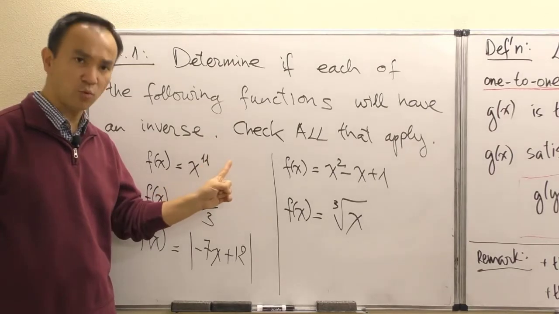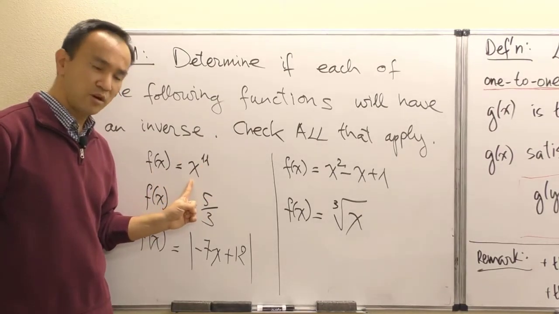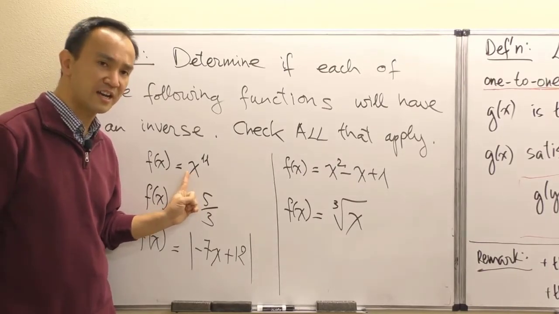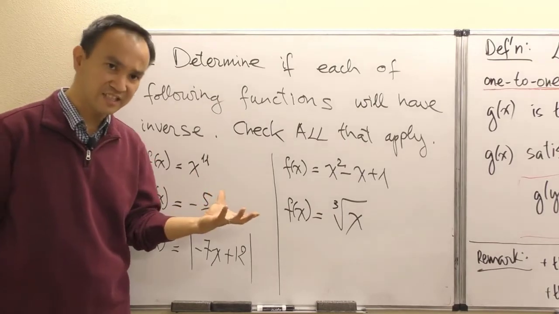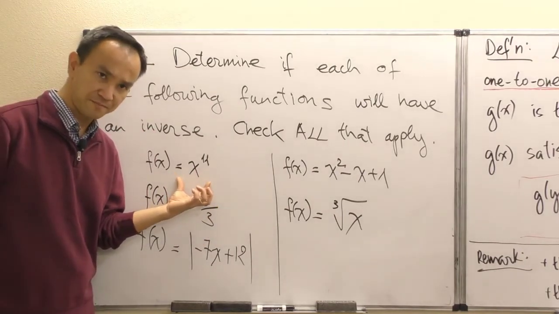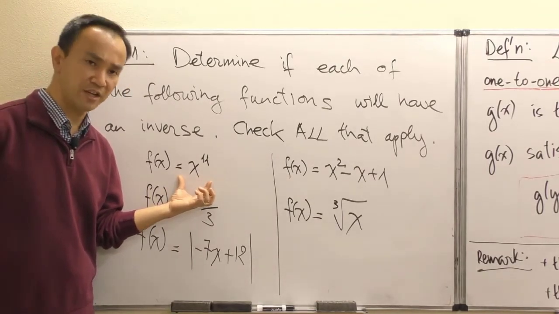If it's one-to-one, yes, it will have an inverse. I'm not saying how we will find that inverse. I'm not saying that yet. I didn't get there to teach that part yet. But one-to-one means it will have an inverse. Not one-to-one means it will not have an inverse.